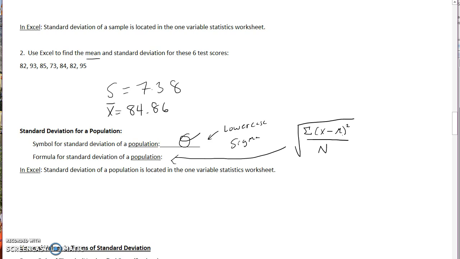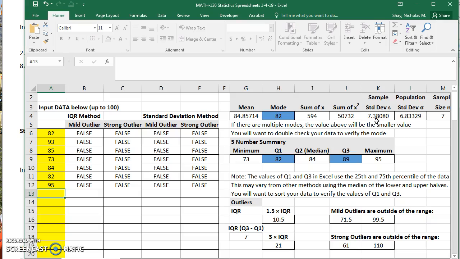Let's talk about this. Why would I use mu? Well, remember that back in an earlier video at the beginning of this chapter, mu is the mean of a population, and capital N is the number of members in a population. So that's why we have those. Again, standard deviation of population is located in your Excel spreadsheet just to the right of the standard deviation of the sample. So you're going to need to differentiate which one of these to use depending on what data set is given. If it's sample data, you'll use this one, and if it's population, you'll use that one.